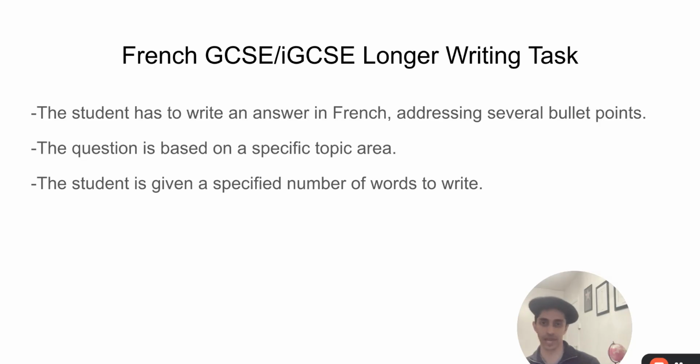The student is given a specified number of words to write. I'll show you those just now as well. But it is very important to be aware of that word count, which will, of course, be there in the instructions on the exam paper too. Make sure that you do not ignore that, because it is important that you stick to the number of words, not exactly necessarily, but roughly.